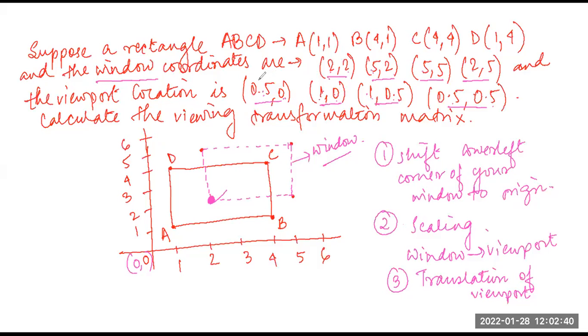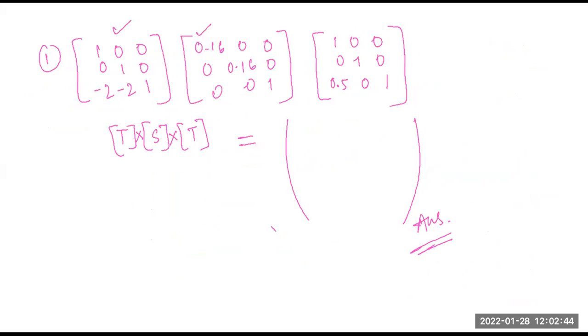Then again, using the concept of lower left corner of your viewport, you need to formulate this matrix, that is the translation matrix. And when you will multiply these three matrices together, you will get the final answer, that is the viewing transformation matrix coordinates or matrix value.